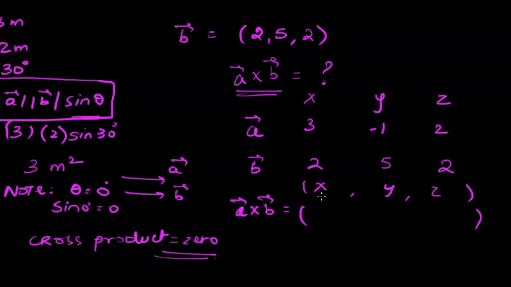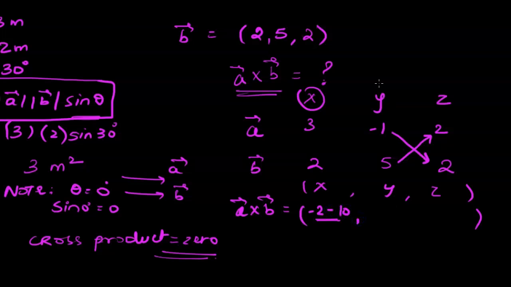And to get the new x value, remember, if you're working on the x value, we're going to leave the x value hidden. We would be multiplying y and z's to get the x value. And how we do that is, we take the y value of A multiplied by the z value of B. So we do cross multiplication. So negative 1 multiplied by 2 minus 5 multiplied by 2. Negative 1 multiplied by 2 is negative 2 minus 5 multiplied by 2 is 10.